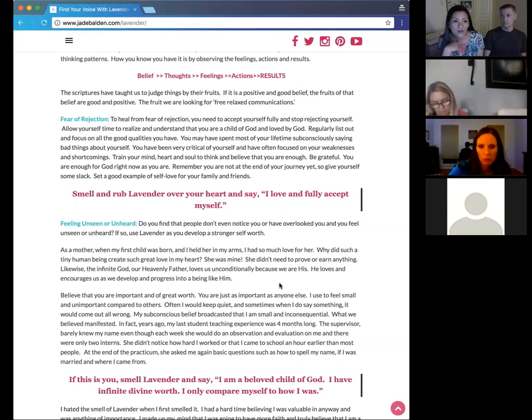So as a mother, when I first held my firstborn in my arms, I had so much love for her. And, you know, why did this tiny human being create so much love in my heart? Because she's mine, right? And she didn't have to prove herself or earn that love. And so likewise, the infinite God, our Father in heaven, he loves us unconditionally because we're his. And so I remember that and I think about that, and then it helps me feel like I'm enough, and it gives me courage to keep going because I'm trying to be like him.